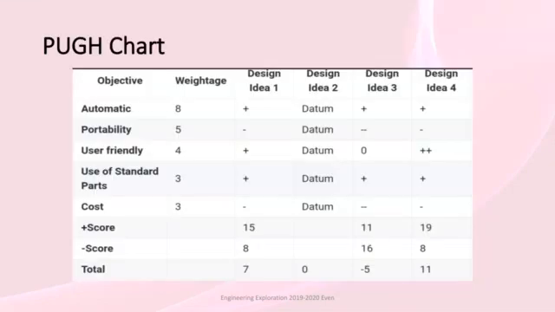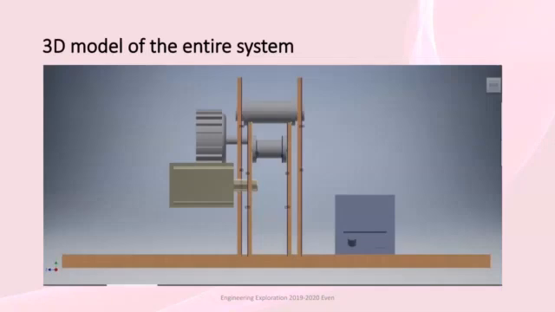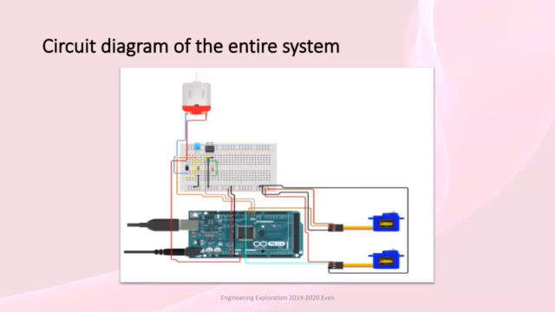This is Fug chart. This is 3D model consists of spool handling unit and thread handling unit. DC motor is connected to thread handling unit and servo motor is connected to spool handling unit. This is circuit diagram of entire system. This is DC motor of 60 RPM. These are servo motors. This is LED to indicate the completion of process. This is Arduino Mega.